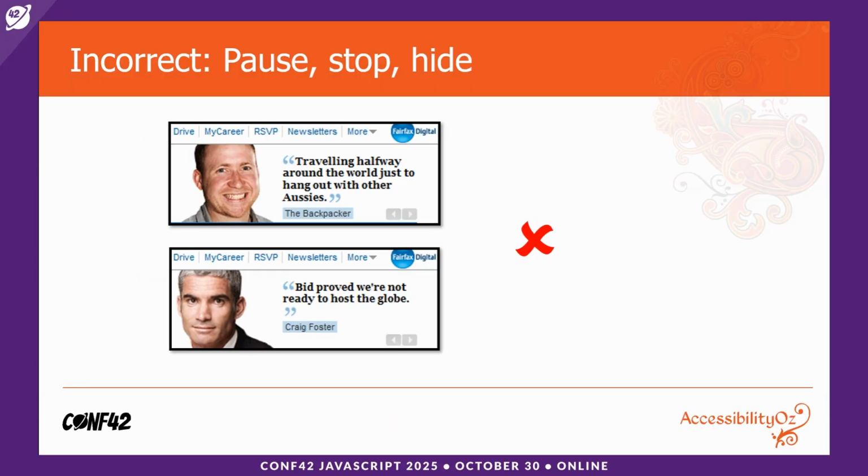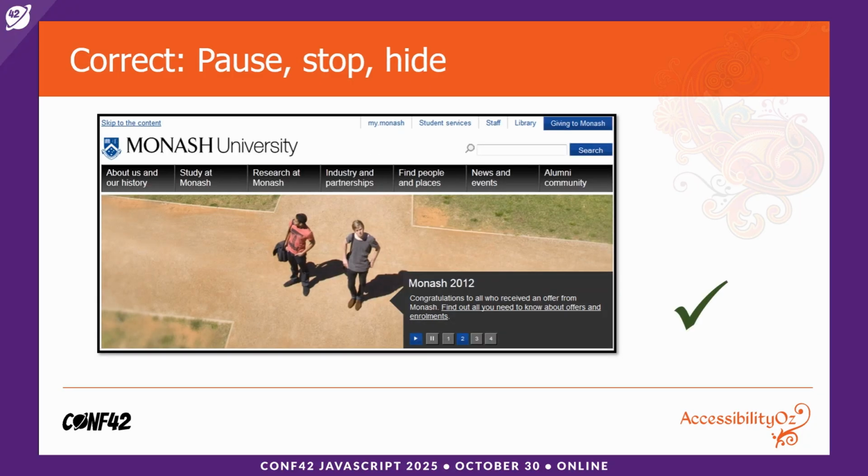Other incorrect examples. So this is basically just scrolling content that just keeps moving from one thing to another. The first one says traveling halfway around the world just to hang out with other Aussies. And the second is bid proved we're not ready to host the globe, but there's no pause button. This is a correct example. Monash University, as you can see, it has a play button, a pause button, and the 1, 2, 3, 4. So you can choose one of those options.